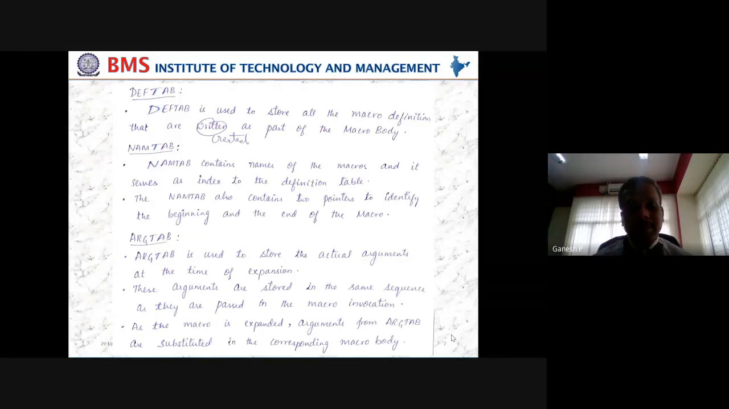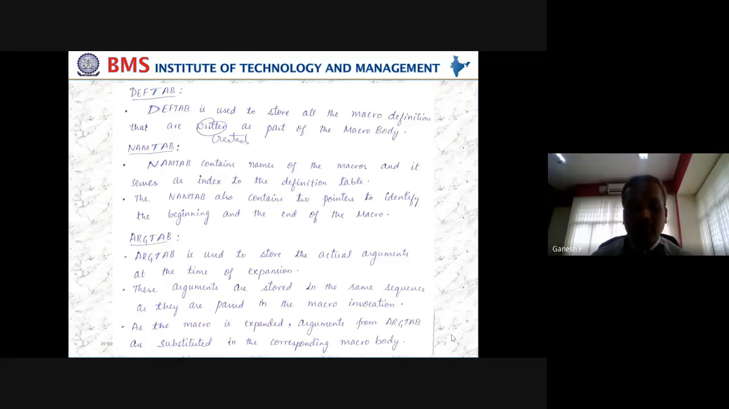And the last one is an argument table. As the name says, argument, it is going to contain the actual arguments that are part of the macro invocation. So that is the idea behind the argument table.